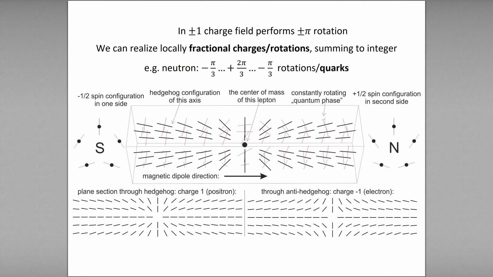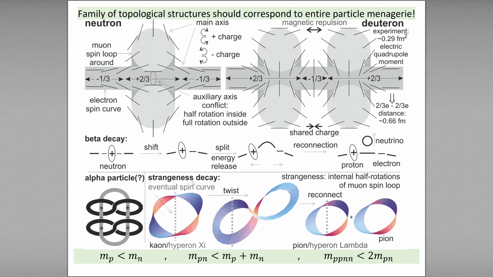This is the idea that we could make some partial rotations locally. They have to sum up to integer charge, so we still have charge quantization. However, locally there can be fractional charges, kind of quarks, but with this confinement, finally they have to sum to an integer charge. So here is some suggestion for baryons.